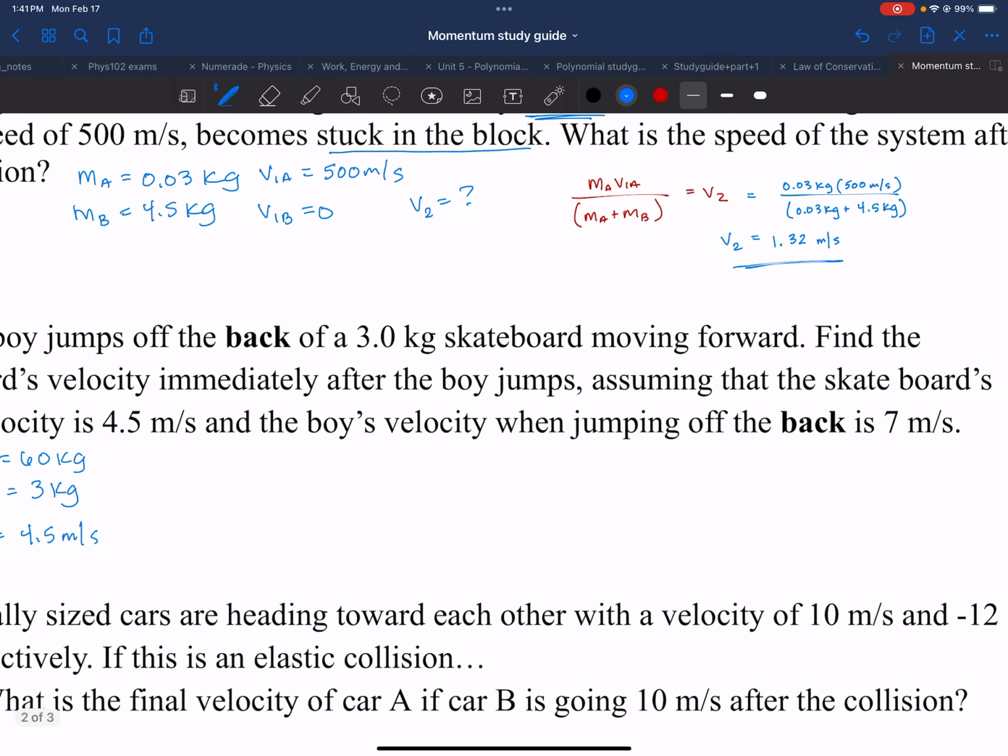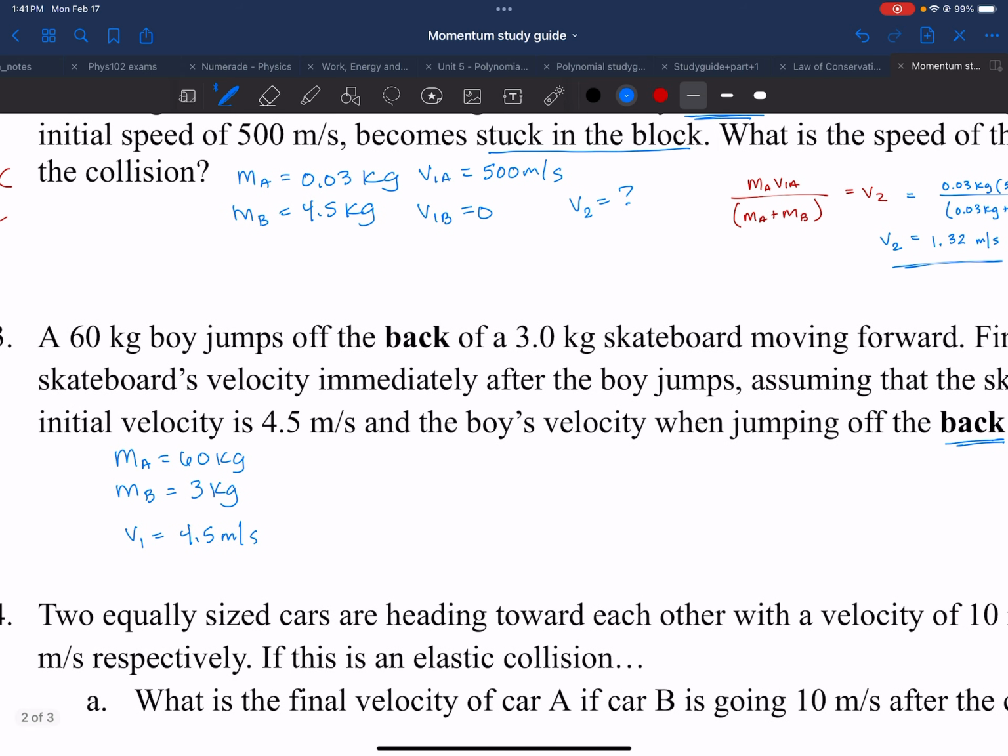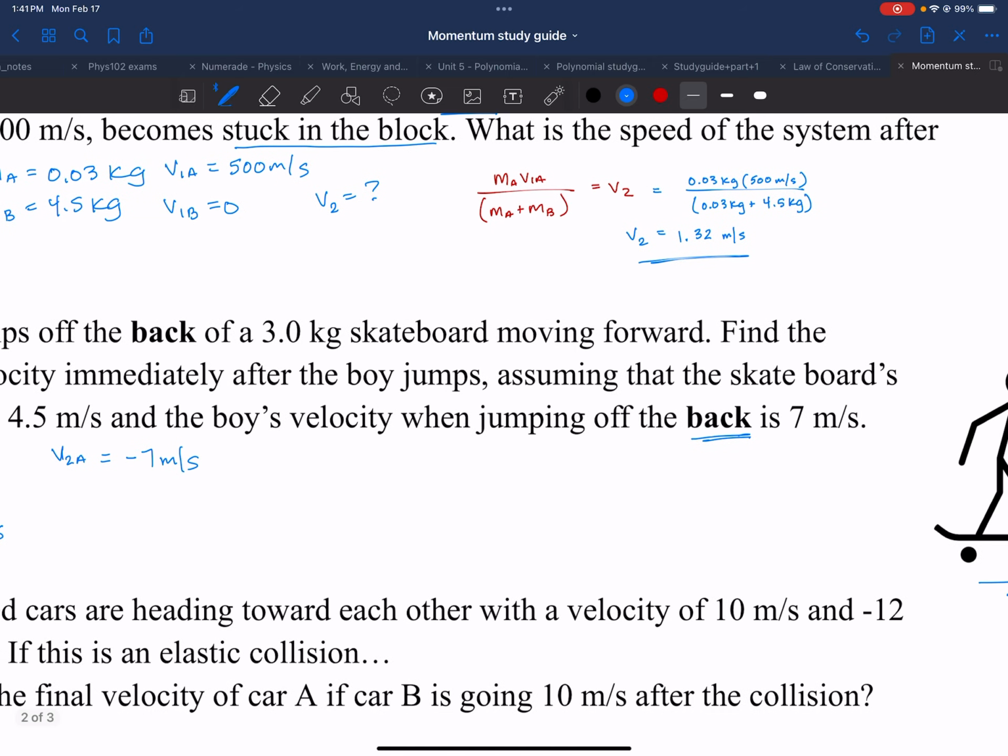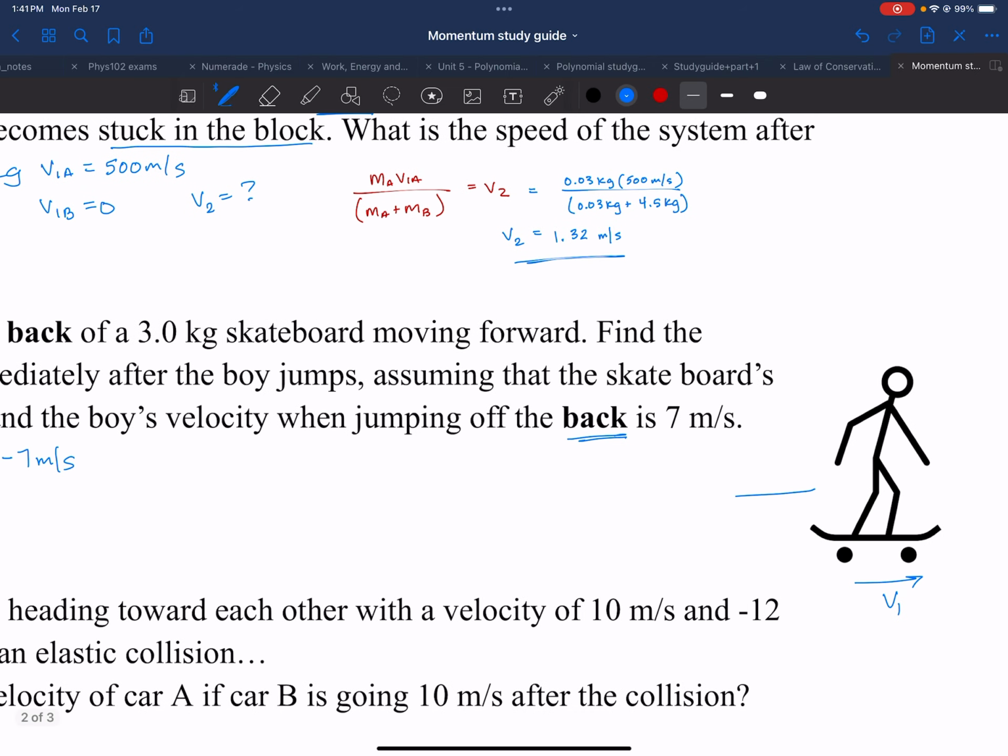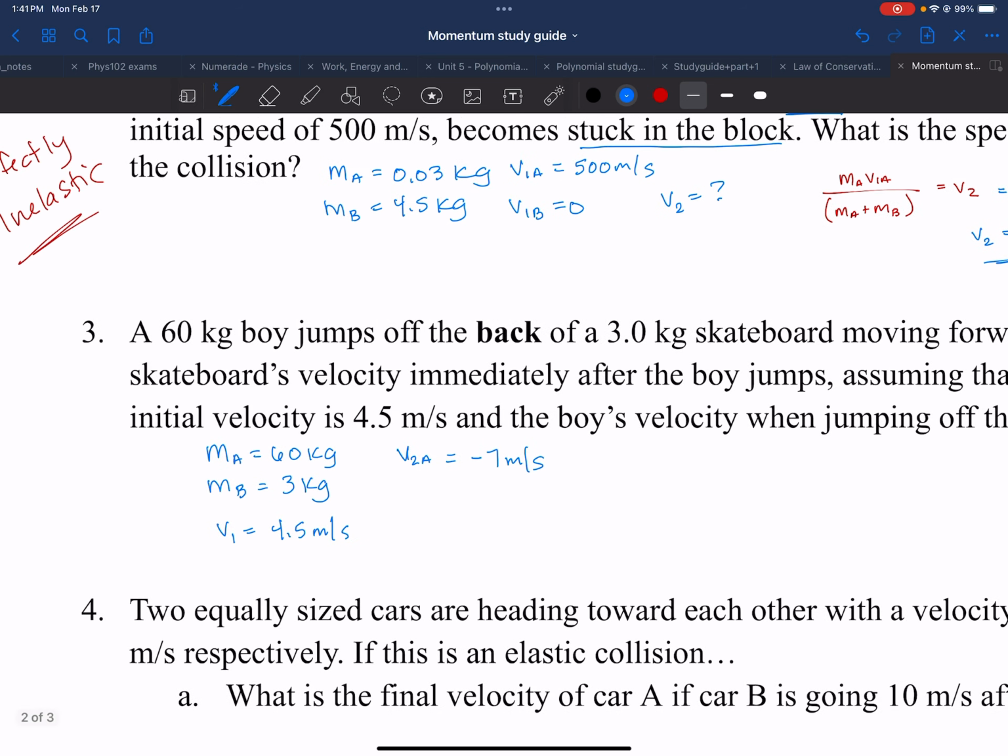The fact that this says back is highlighted tells me that V2A, which is the boy, is going to be negative 7 meters per second, because that means he is jumping this direction. Relatively speaking, compared to the skateboard he's going faster than that, but we're not going to worry about relative velocity right now.